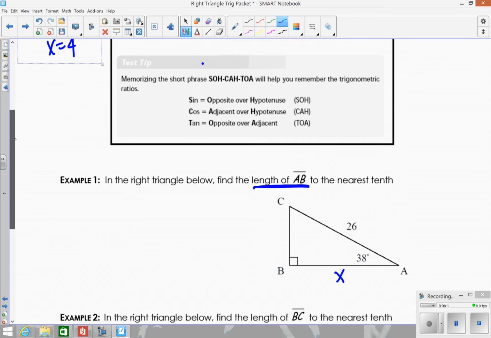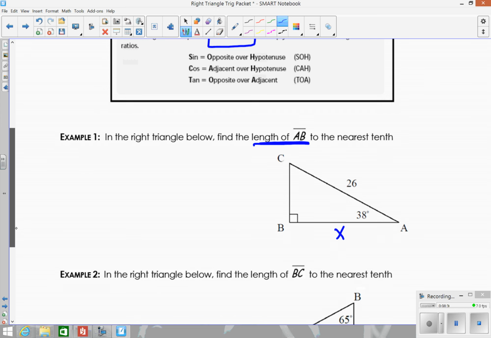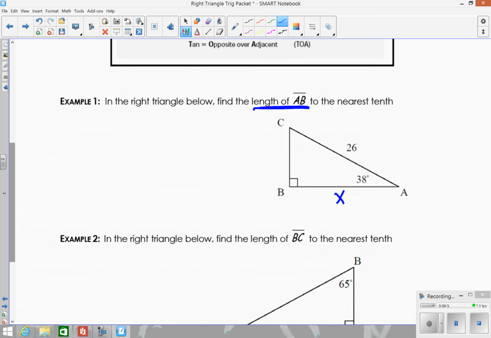So this up here is just a refresher. Remember, sine is opposite over hypotenuse, cosine is adjacent over hypotenuse, and tangent is opposite over adjacent. But remember, we use the SOHCAHTOA to help us remember that. So if we look at this first example, the first thing I want you to do is think about what angle is labeled, and that's going to be your reference angle, the angle that you base the opposite and adjacent sides off of.